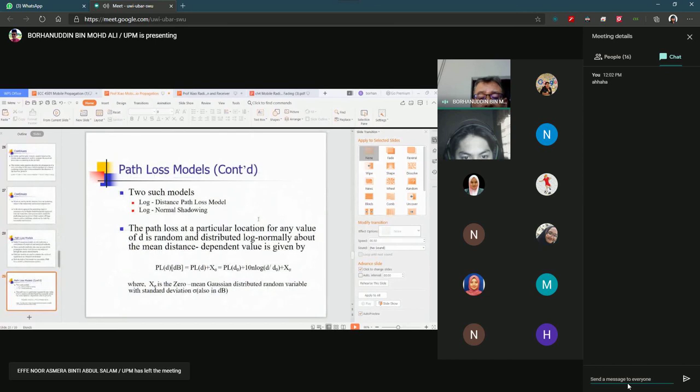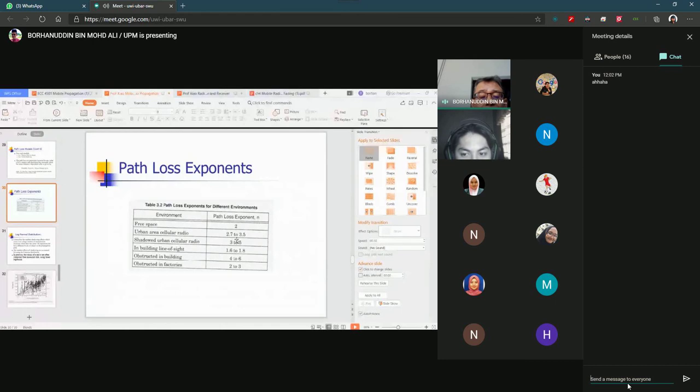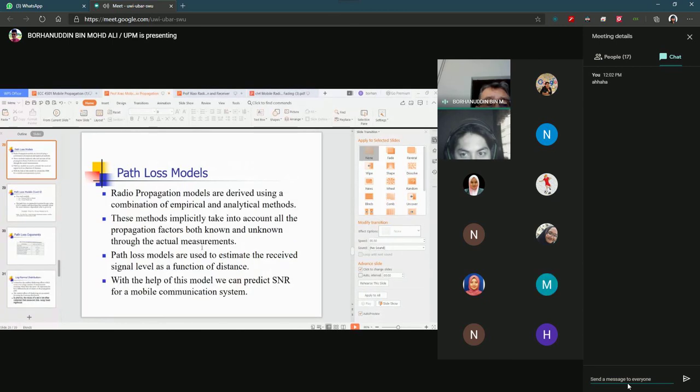I don't particularly like the mathematics, but I just want to show you the exponent. We mentioned the exponent, right? Okay, maybe we can relook at this one.